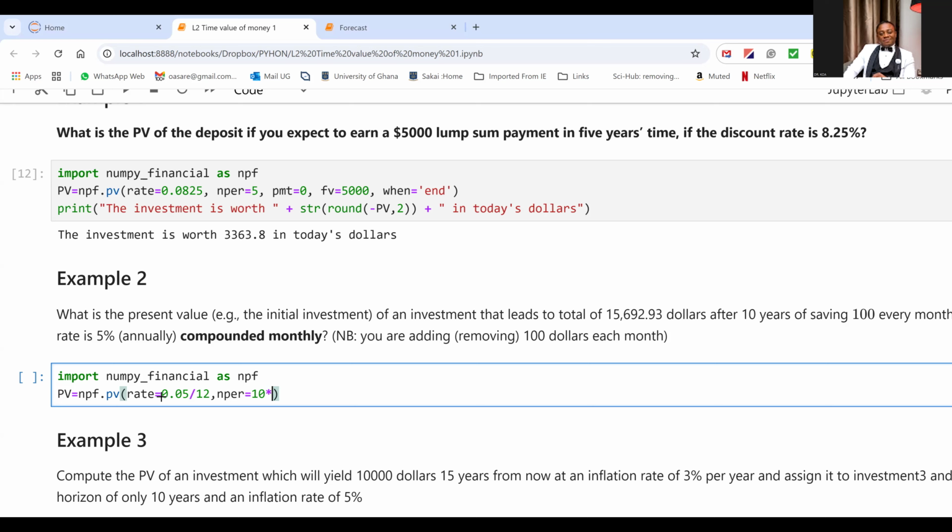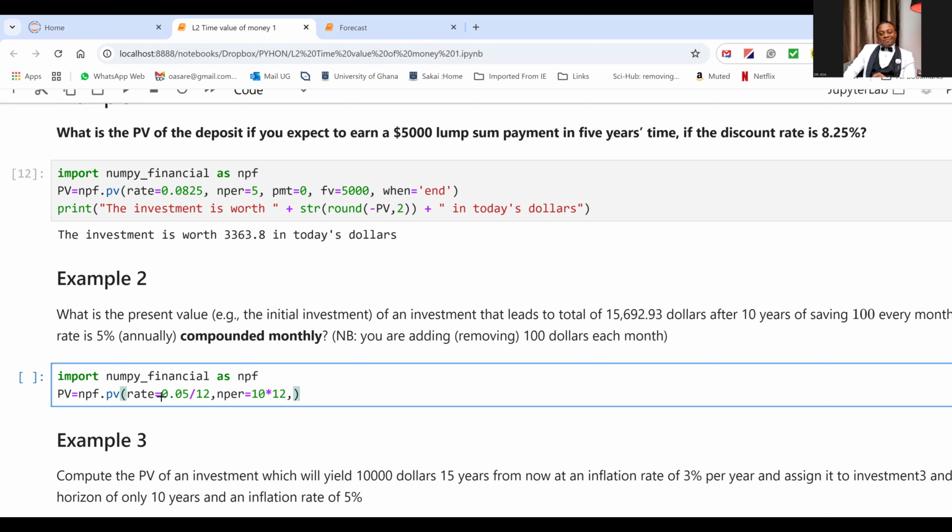You're going to multiply that 10 years by the duration of compounding, which is 12. So you divide the rate by 12 if it is monthly compounding, and you multiply the period by 12 if it is monthly compounding. This is the main thing.